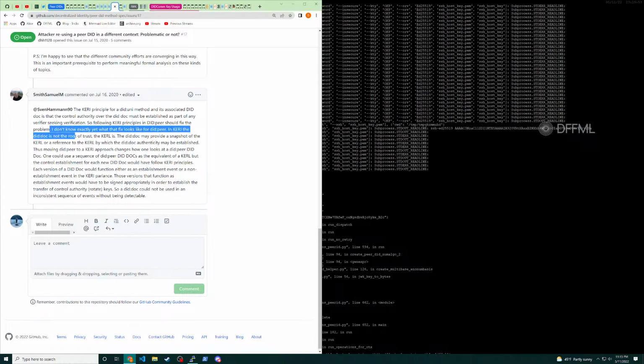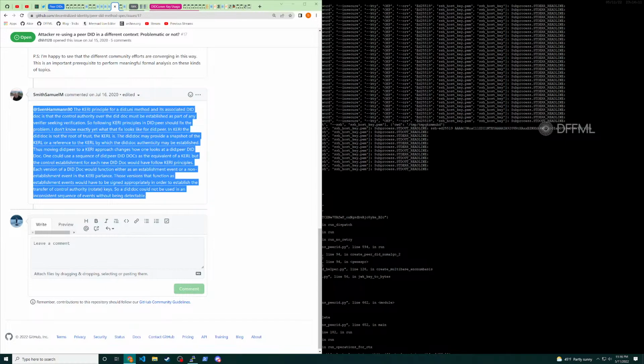In KERI, the DID doc is not the root of trust. The KERL is. The DID doc may provide a snapshot of the KERL or a reference to the KERL by which the DID doc authenticity may be established. Thus, moving DID peer to a KERI approach changes how one looks at the DID peer doc.